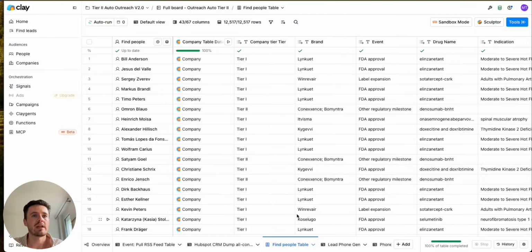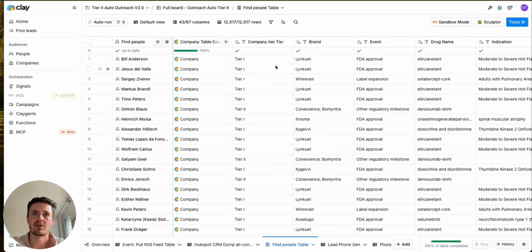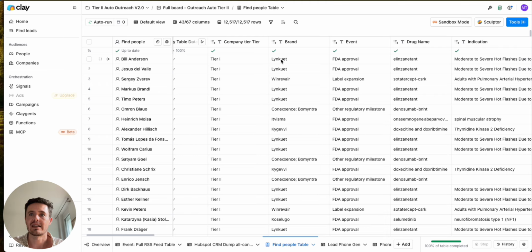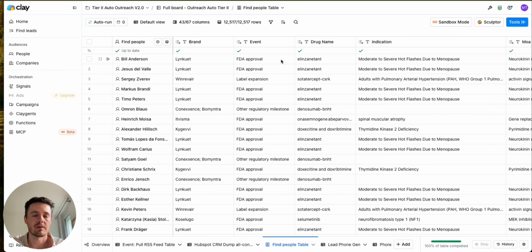So once we have all the companies that have been generated in the RSS feed, we go and we find people within these companies. And in here you can see it takes the tier from the previous tab, and it finds all the information about them. All of this information is brought from the other table, so you're not generating anything. And what I do is I capture all of the leads that exist for this company.